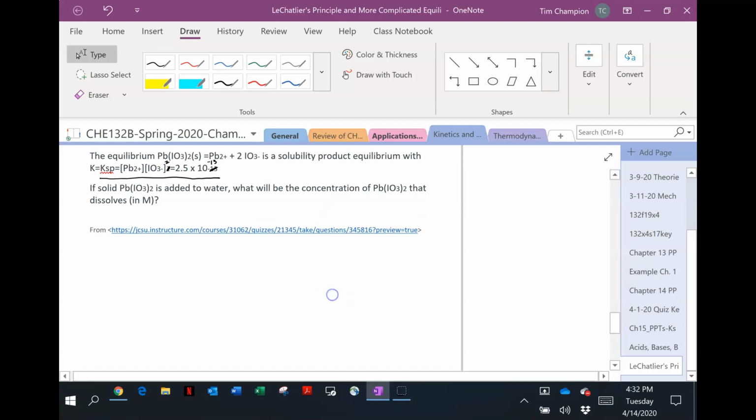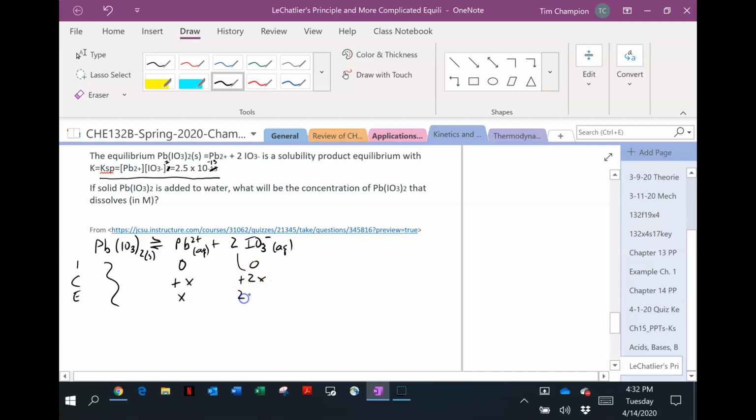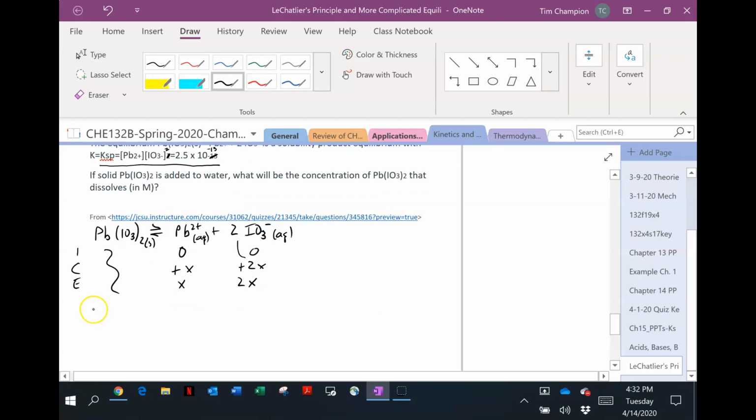So what we're going to do is use an ICE chart. Frequently in this unit, we're going to be using an ICE chart to do calculations. The lead iodate is solid, and these two ions are aqueous, so we're not going to have any kind of value for lead iodate itself. We start off with 0 lead dissolved and 0 iodate dissolved. The lead is going to go up plus x. The iodate is going to go up plus 2x, that 2 because of the formula. So x and 2x.